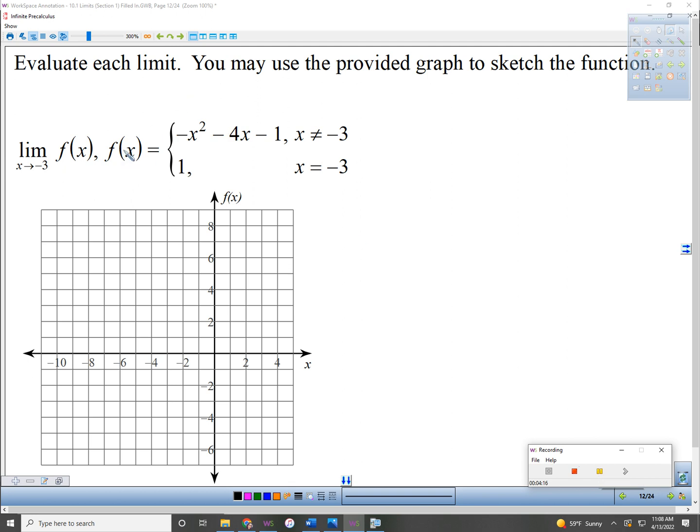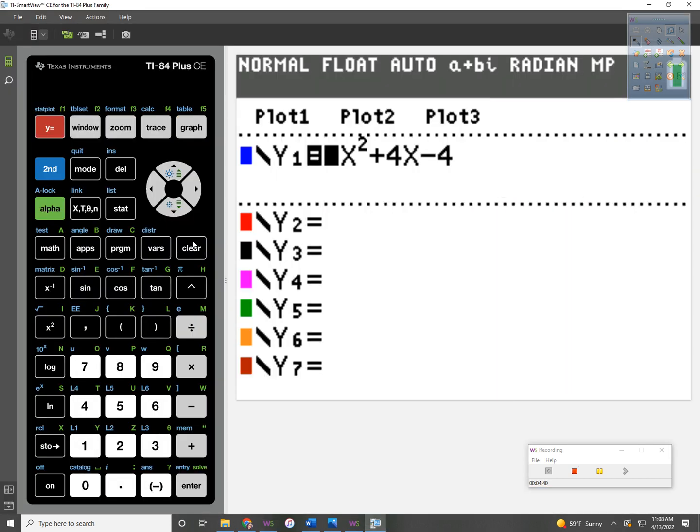All right, so we have another piecewise function. I'm going to go ahead and plot this point right here, so I know that y is 1 when x is negative 3. So when x is negative 3, my y value is 1. And then I know that y is equal to this equation, this parabola, everywhere except when x is negative 3. So I will have a hole in my graph at that point. So we're going to go ahead and graph that equation.